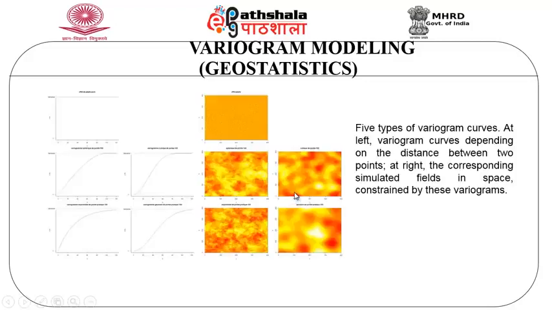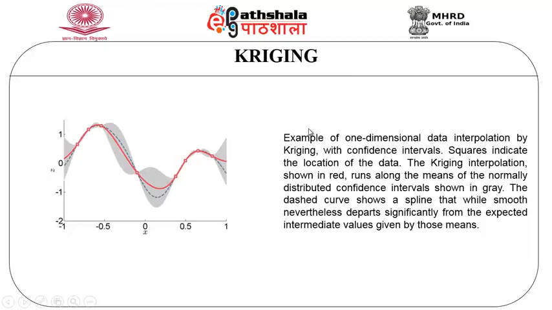So this is an example of variogram modeling which is taken from Wikipedia. Here we can see that there are 5 types of variogram curves. At the left, the variogram curves depend on the distance between 2 different points, and at the right, the corresponding simulated fields in space are constrained by these variograms. So this is a left representation and this is a right representation which is being modeled in the form of a variogram. The next one is the Kriging modeling technique.